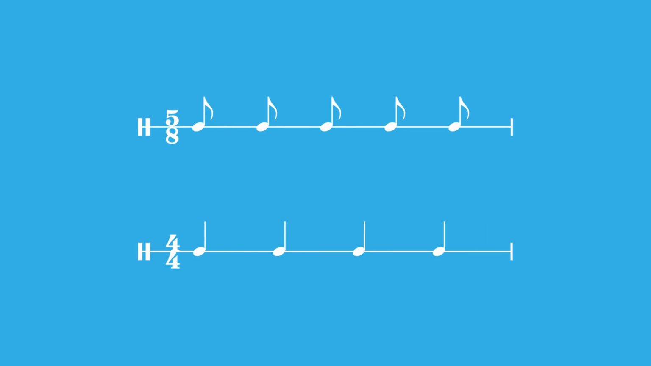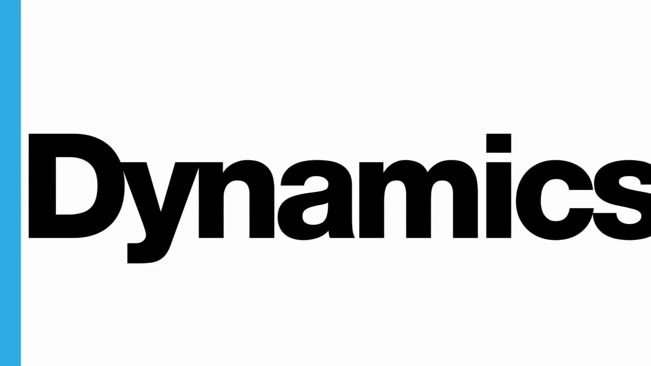A measure that's in 5/8 would look like this. Pay close attention to the way the numbers in the time signature change the type and number of notes in a measure from a measure that's in 4/4. Let's talk about the notation we use to communicate volume next.